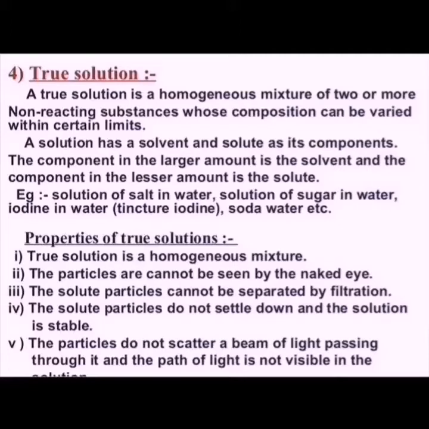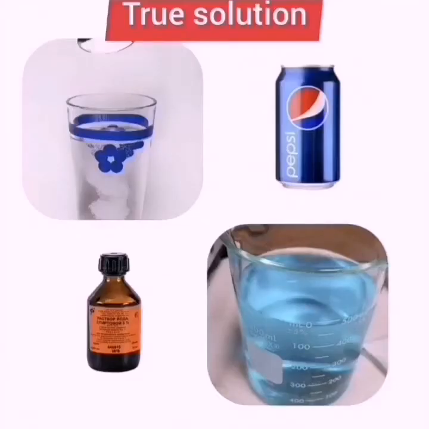Properties of true solution. A true solution is a homogeneous mixture. The particles cannot be seen by the naked eye. The solute particles cannot be separated by filtration. The solute particles do not settle down and the solution is stable. The particles do not scatter the beam of light passing through it and the path of the light is not visible in the solution. Some common examples in day-to-day life are sugar syrup, soft drinks, iodine in alcohol and copper sulfate solution.